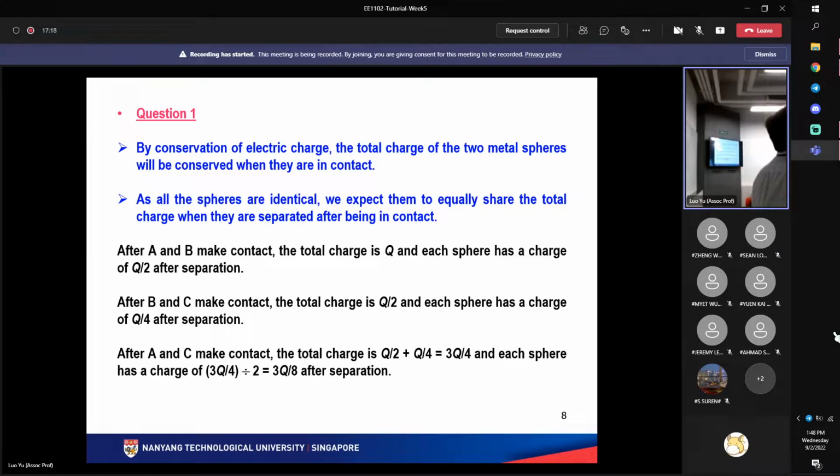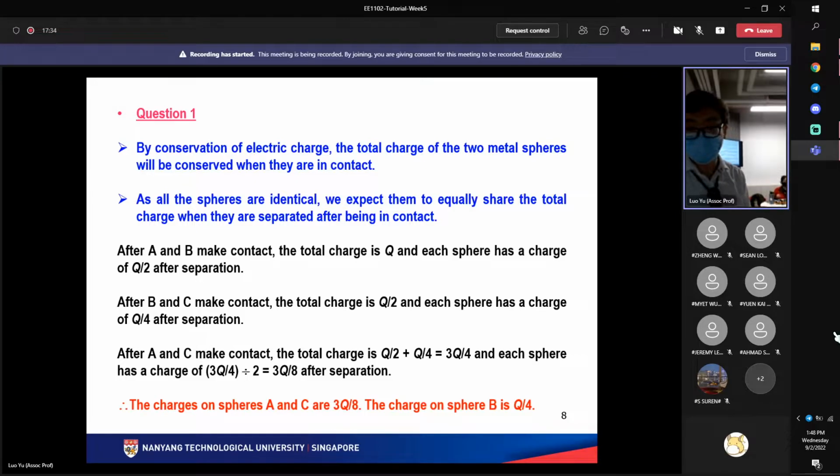This 3/4 of Q has to be equally shared by A and C, so that both of them take 3/4 of Q divided by 2, which is 3Q/8 after separation. So in the last step, A has 3Q/8, B has Q/4, while C has 3Q/8. Okay, any question?